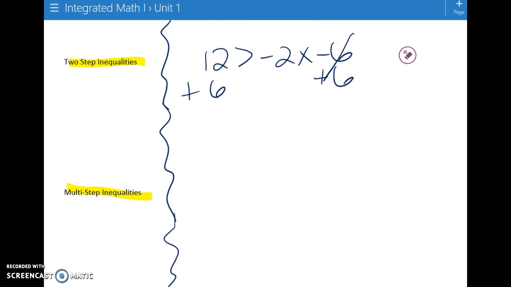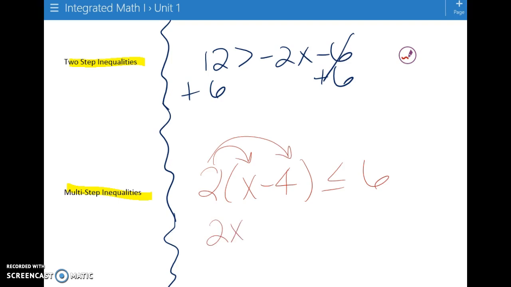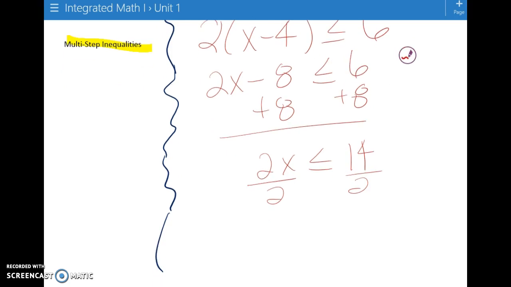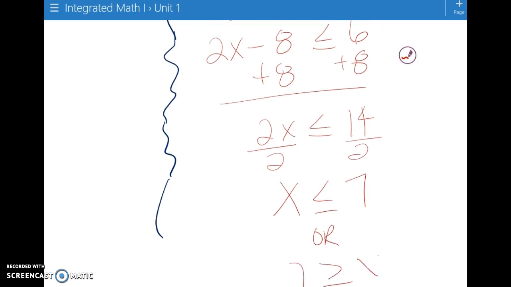All right, so let's move to the big ones, multi-step. We have to do many steps to solve these. So let's see. 2 times x minus 4 is less than or equal to 6. I'm going to use the distributive property and distribute the 2. I get 2x minus 8 is less than or equal to 6. Add 8 to both sides. Get 2x is less than or equal to 14. Divide by a positive 2 on both sides. Since it's positive, I don't have to flip anything. And I get x is less than or equal to 7, which is the same as 7 is greater than or equal to x.